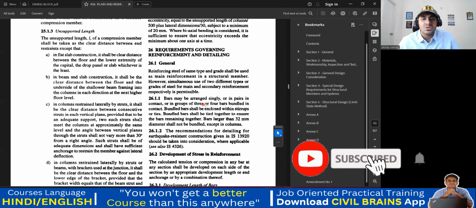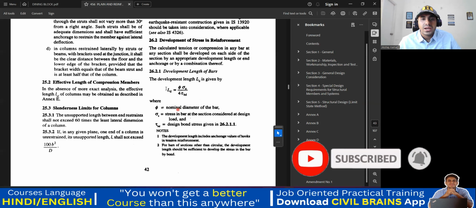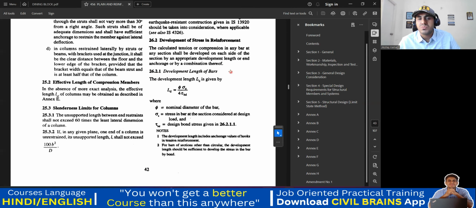If you go to page number 42, and go to clause number 26.2.1, it's written development length of bar. So this is the formula we have. Always remember the formula, and that is enough. LD stands for development length. This is the diameter of the bar. Sigma S is the stress in the bar at the section considered at the design load, and tau BD is the design bond stress. So in this, the diameter is unknown.